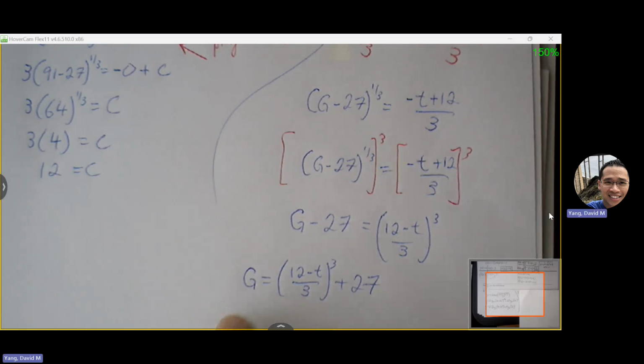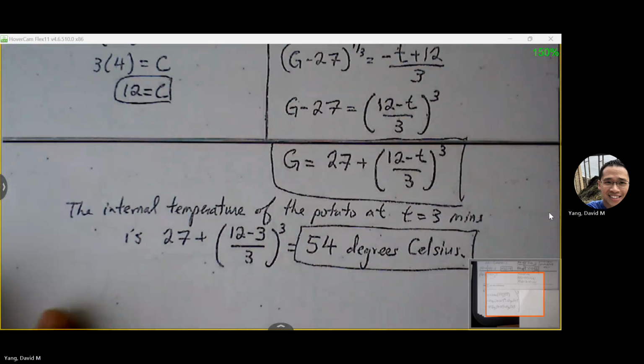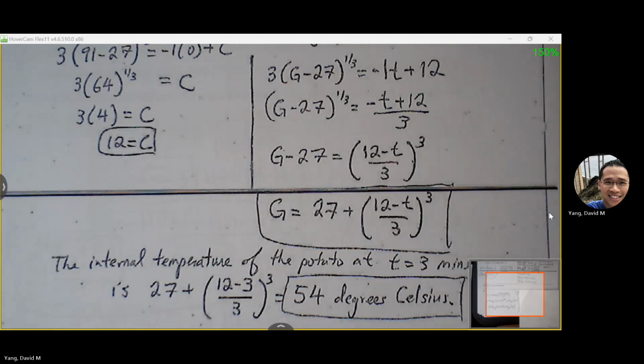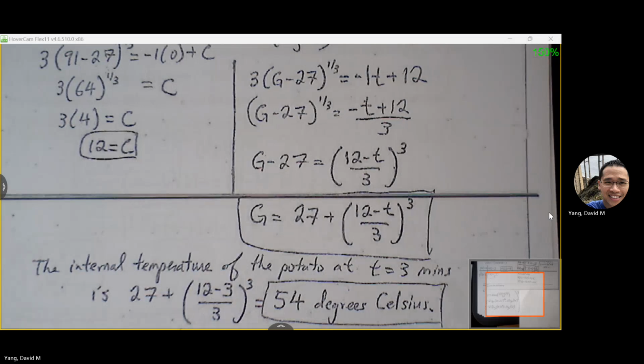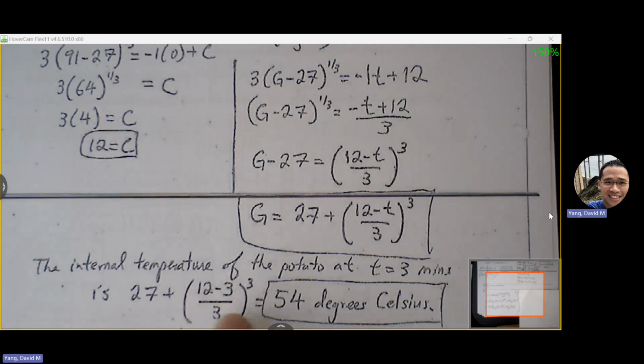So now that I have my G function, I can use this to make a prediction as to the internal temperature at 3 minutes. So now I can plug 3 in, and whatever number I get is the prediction using this G function. Twelve minus 3 is 9. 9 over 3 is 3. 3 cubed is 27. 27 plus 27 is 54.